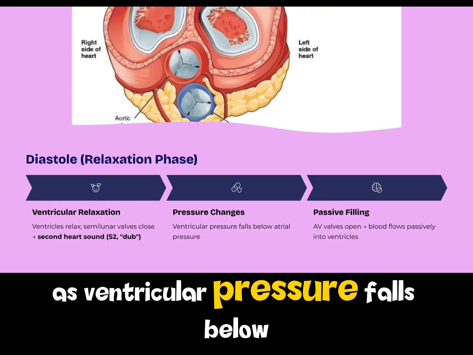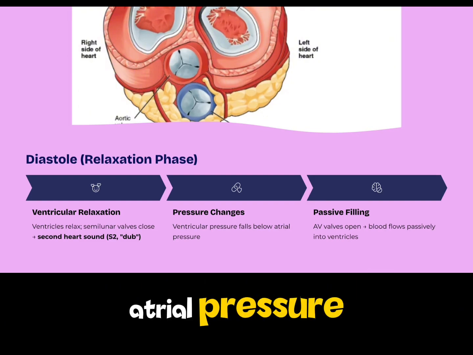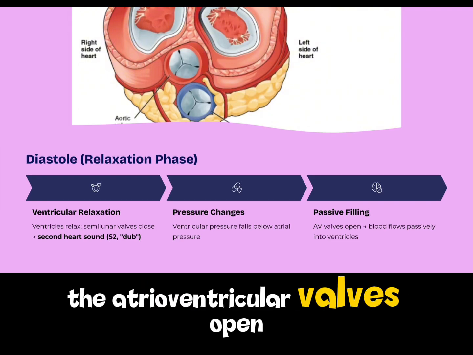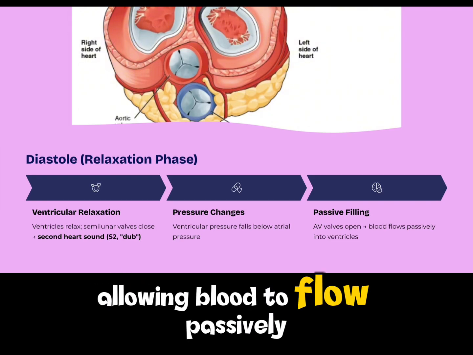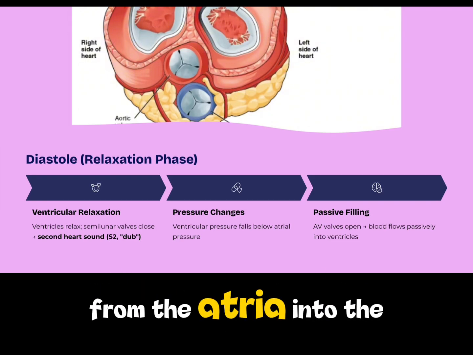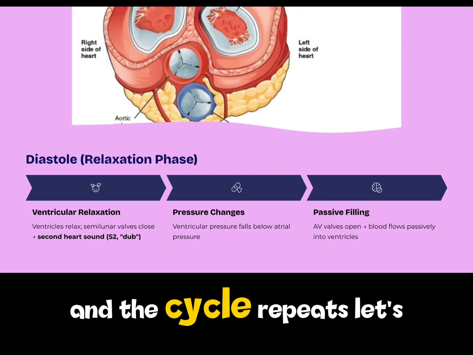As ventricular pressure falls below atrial pressure, the atrioventricular valves open again, allowing blood to flow passively from the atria into the ventricles, and the cycle repeats.